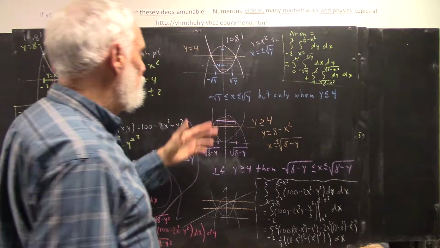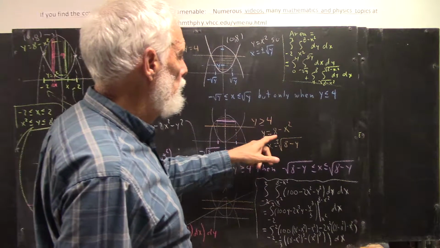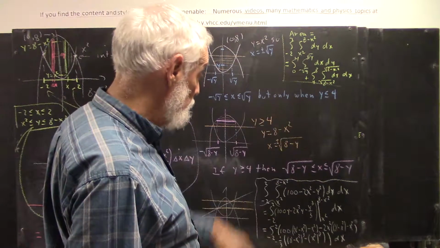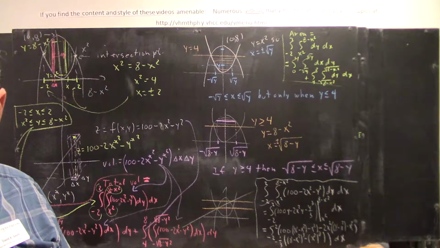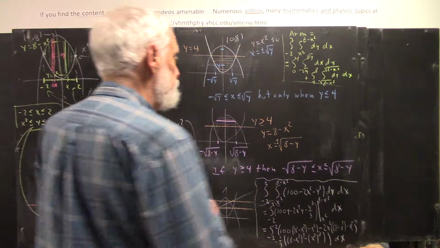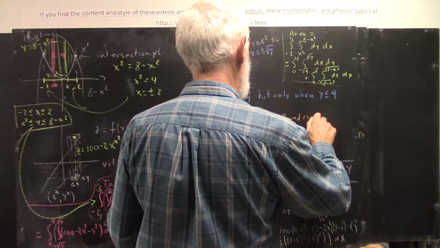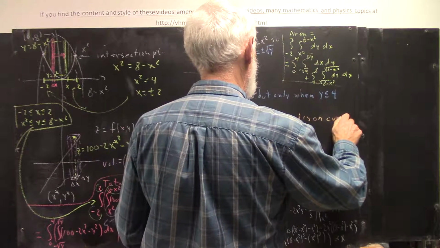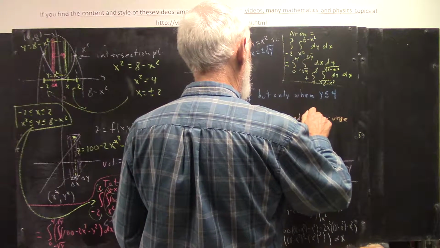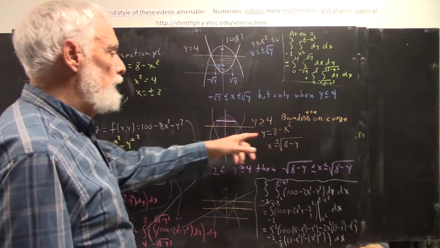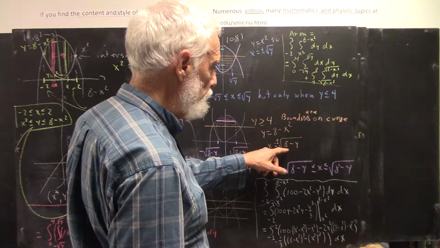If y is bigger than 4, x goes from what? Well, y bigger than 4, y equals 8 minus x squared is the bound. Maybe I should specify that the bounds are on the curve y equals 8 minus x squared, where then x equals plus or minus the square root of 8 minus y.